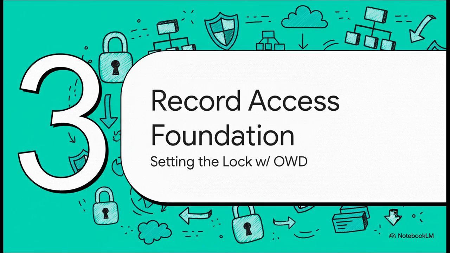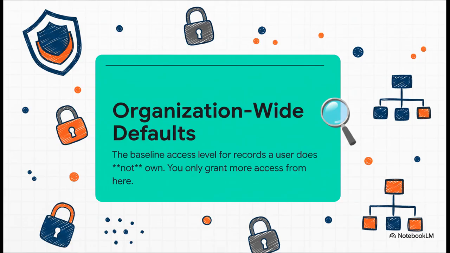Okay, so we've got our object and field access locked in. Now we get to the really interesting part, record-level access. And it all begins with one single critical setting. Organization-wide defaults, or OWDs. This is the absolute bedrock of your record security model. If you get this wrong, everything you build on top of it is just a house of cards.